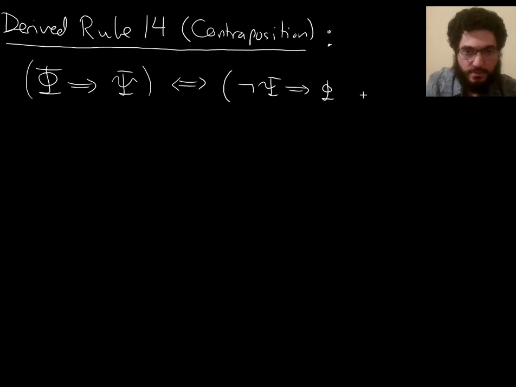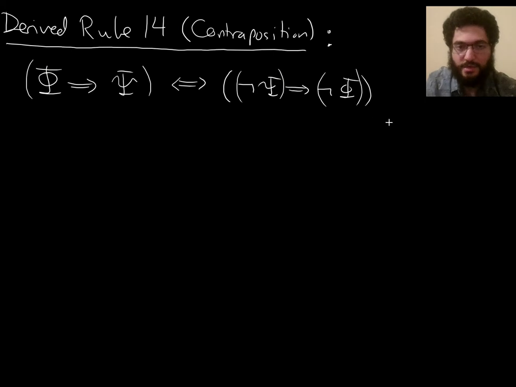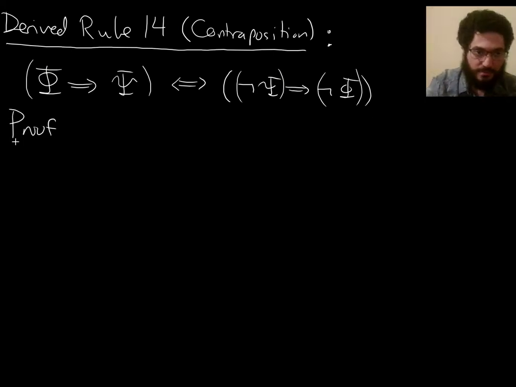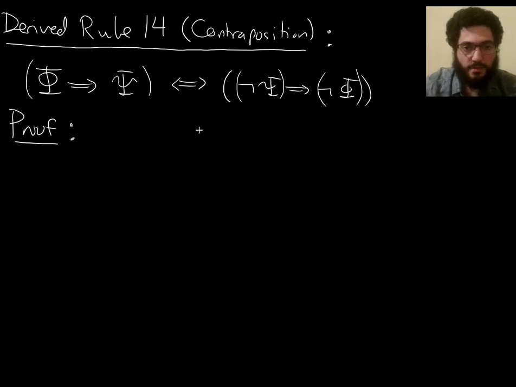So phi implies psi is equivalent to not psi implies not phi. So let's prove this. First of all, the kind of thing we're proving is an if and only if statement, an equivalence. So that means we have to do basically two proofs, the proof of one direction and the proof of the other direction.